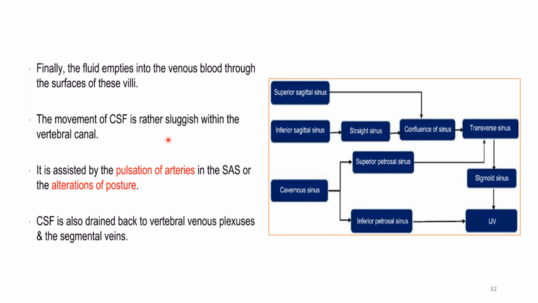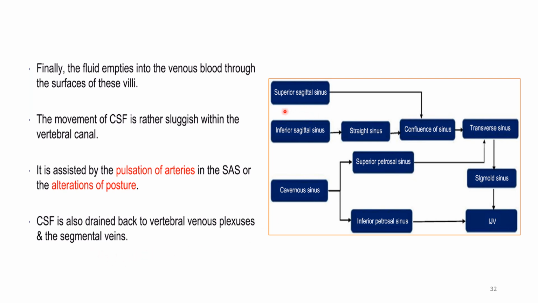The movement of CSF is rather sluggish within the vertebral canal, and it is assisted by pulsations of the arteries in the subarachnoid space or by alteration of posture. CSF is also drained back to the vertebral venous plexuses and segmental veins.